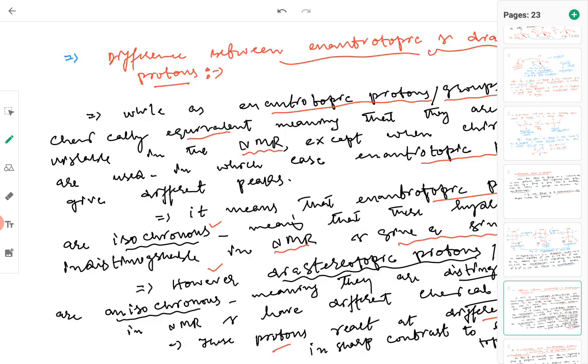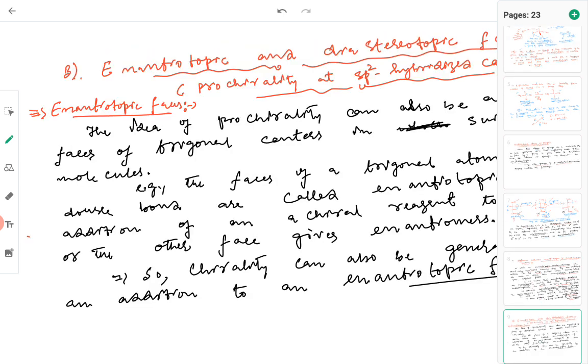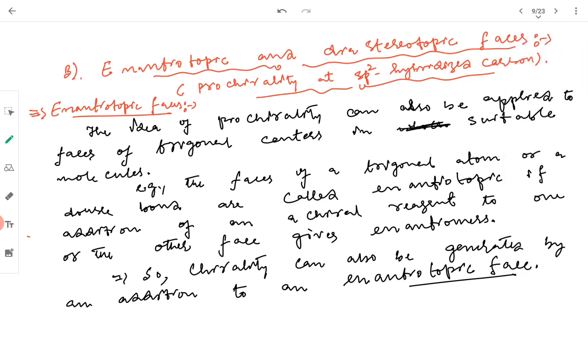anisotropic and diastereotopic phases. Now we will talk about phases, which means prochirality at sp2 hybridized carbon. So far we dealt with sp3 hybridized carbon. So first we'll see what are anisotropic phases, right?